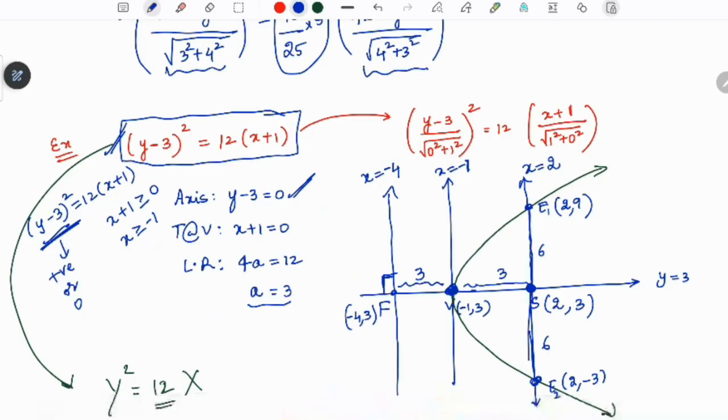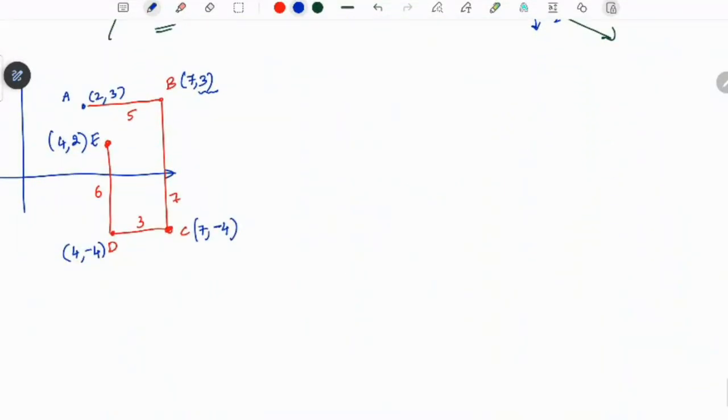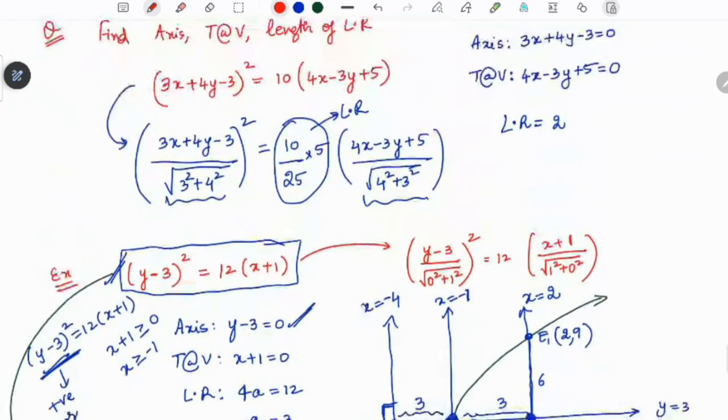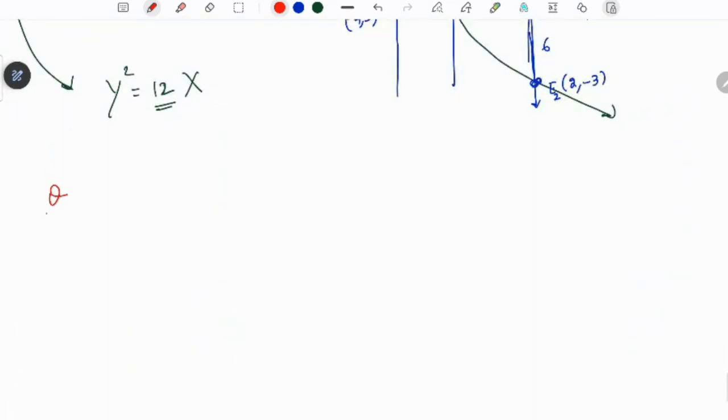X equal to 2. All right. So is this clear? Yes, sir. This one. Okay. One more question. Quickly, we will do questions very quickly now. So this much time we invested in building the concept. Now solving questions must be easy.